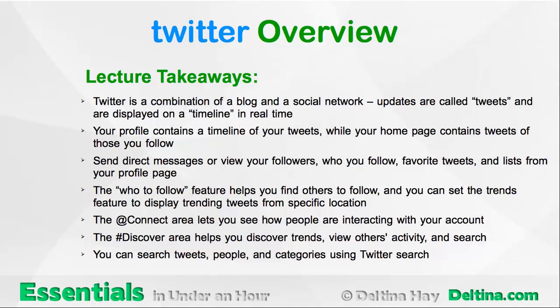So here's what you should take away from this lecture. We learned that Twitter is a combination of a blog and a social network, that updates are called tweets and are displayed on a timeline in real time. Your profile contains a timeline of your tweets, while your homepage contains tweets of those you follow. You can send direct messages or view your followers, who you follow, favorite tweets, and view your lists from your profile page. The Who to Follow feature helps you find others to follow, and you can set the Trends feature to display trending tweets from specific locations.